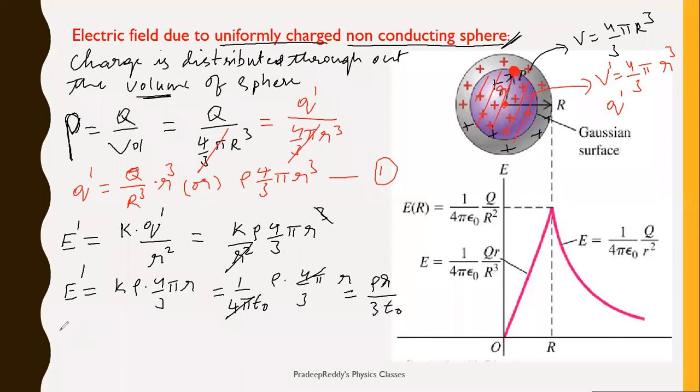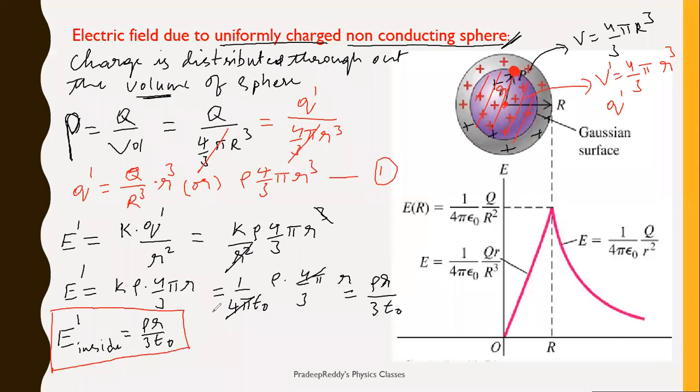Therefore, the field inside the material is equal to rho r divided by 3 epsilon naught. This is the value of electric field due to that particular sphere inside the non-conducting material.